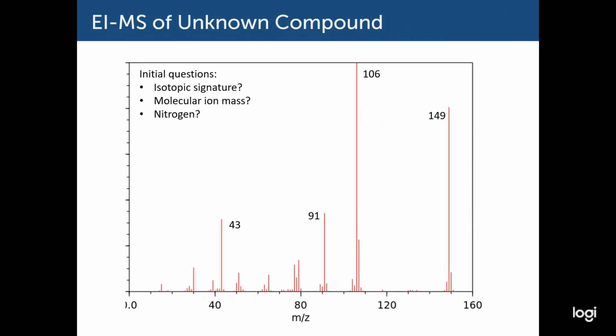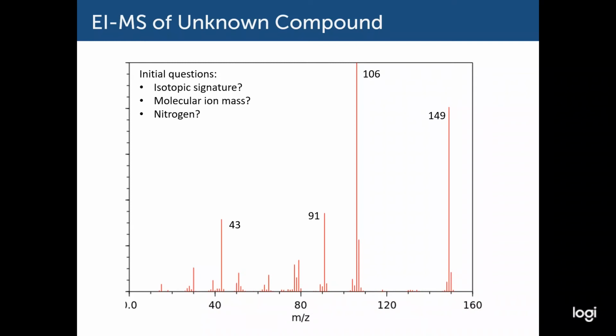Okay, so finally, I think it might be helpful for us to actually work through the EIMS of an unknown compound so you can get a sense for how I approach mass spec data where I actually need to interpret it to assign the structure of a compound. So I'm going to start by picking out all of the major peaks or the major fragments. I'm not going to try to assign structures to everything.